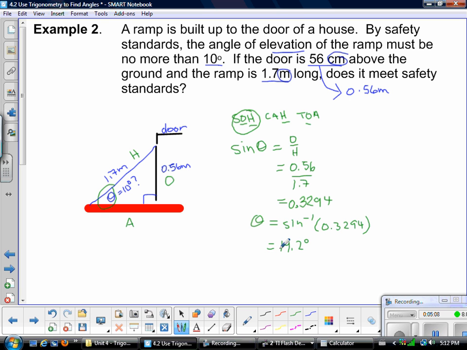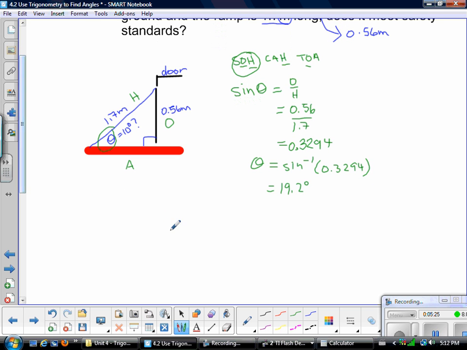Now, obviously, 19.2 degrees is larger than 10. It says it can be no more than 10. No more than 10. So are we up to code? No, we are not. So we need a therefore statement. So therefore, the angle is greater than 10 degrees.